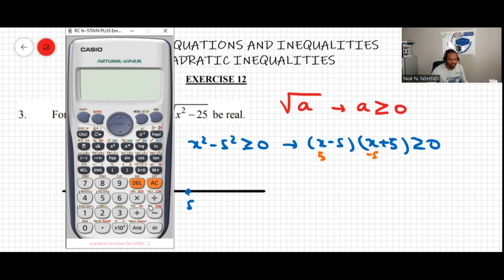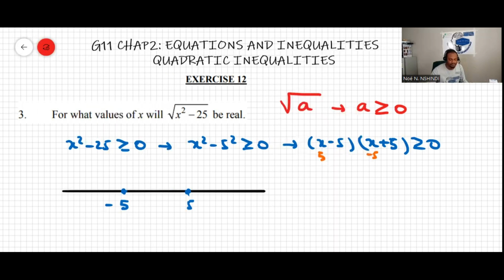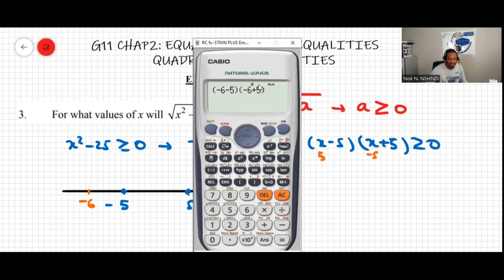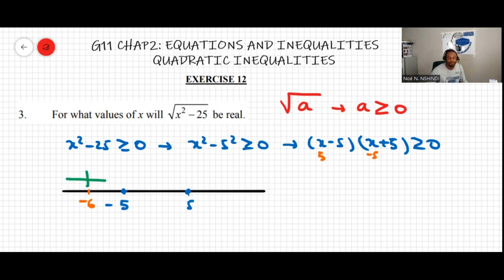Excuse me, let's just start over. So it's going to be open brackets x minus 6 times x minus 5, close brackets, open another bracket, x plus 5. Wherever we have x, if I pick a value like -6 in this interval, I substitute -6 wherever we have x, and then this will be what? Positive 11, meaning all the values in this interval will make this expression positive.